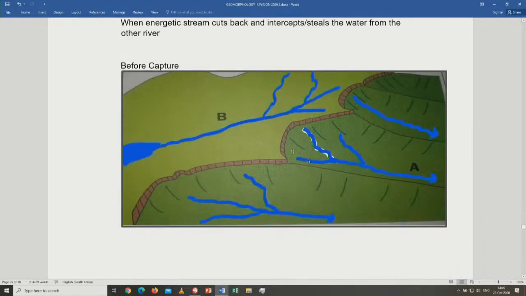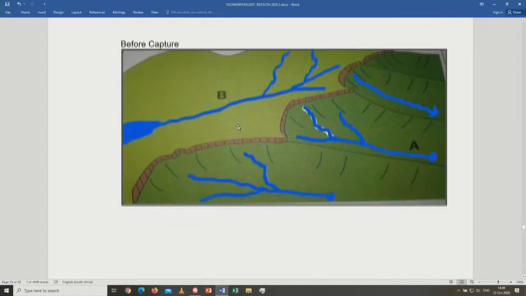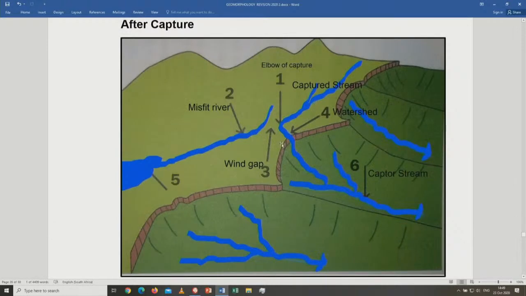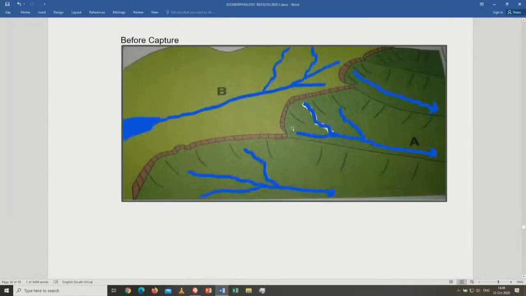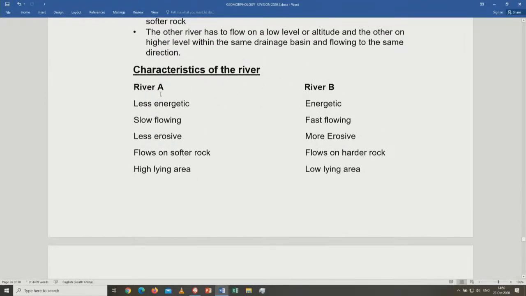If you look at the two pictures here, it will give you a clear understanding. Before capture, and then we're having another one after capture. If you look at the characteristics of these two rivers, the one is flowing at the lower level, the other one's flowing at the higher level. This one is less energetic. This one is more energetic. So this one is flowing at the lower lying area, and this one is flowing at a high lying area.